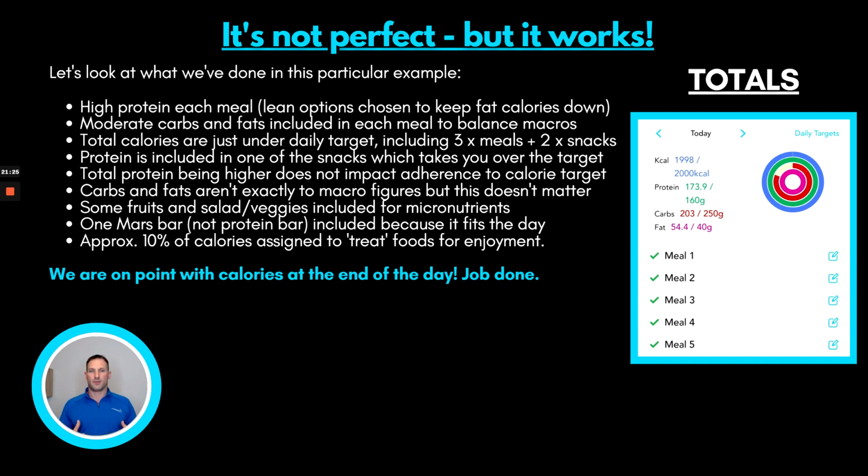Okay, and this also contributes to you feeling full, having stable energy levels, and just balancing out the meals and making sure we get a mixed approach in terms of not just all carbs and not just all fats. Total calories are just under the daily target. So we've been able to make 3 good sized meals and include 2 snacks, one of which was a chocolate bar purely for enjoyment, and that all comes in at less than 2,000 calories.